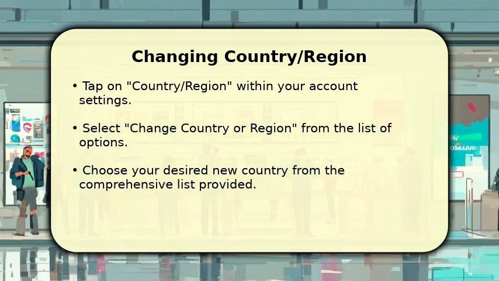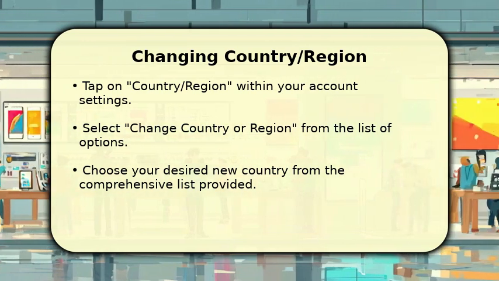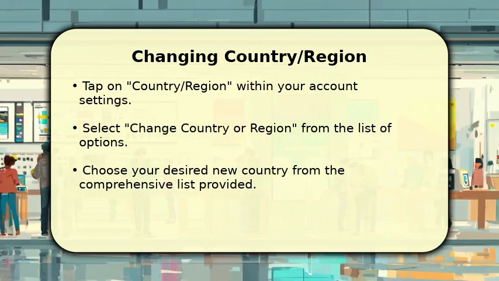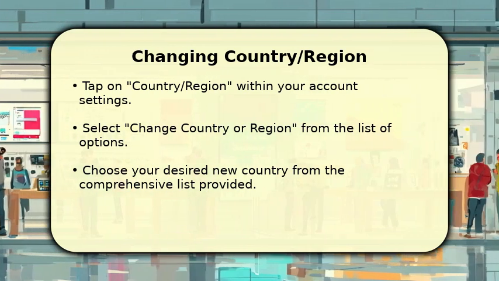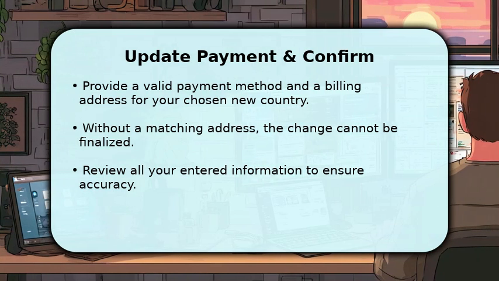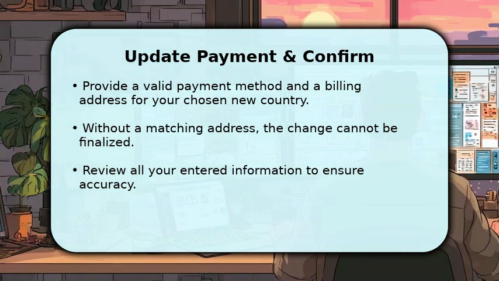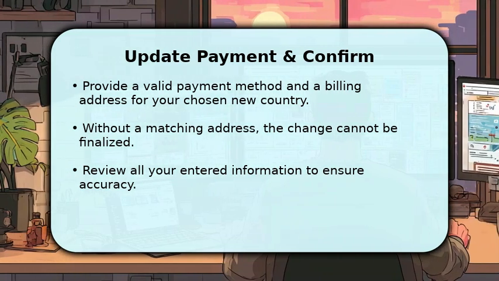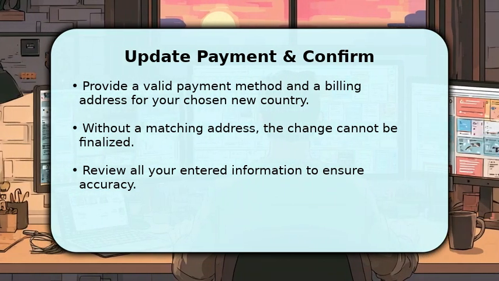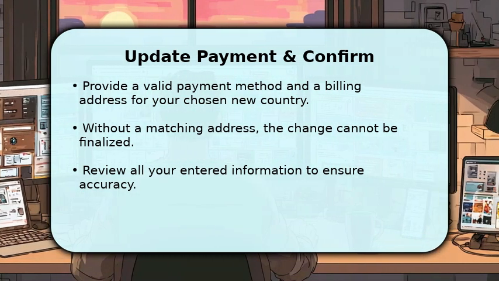It is important to carefully read and then agree to the new set of terms and conditions for that specific region. Your billing address must also align with this selection. After agreeing to the terms, you must now provide a valid payment method and a corresponding billing address for your newly selected country. It is crucial that this address precisely matches. Otherwise, the change cannot be successfully finalized.